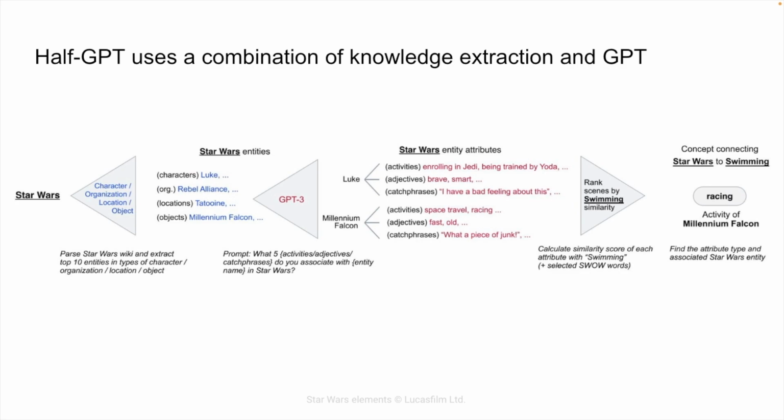The Half-GPT strategy uses a combination of knowledge extraction and GPT. The system uses knowledge extraction to find all the important entities in the plot summaries, then uses GPT to expand each entity into its attributes. To find matches, the system searches over all the attributes to find the ones that have the highest semantic similarity to the product. Here, Millennium Falcon has the attribute racing, which matches with swimming.